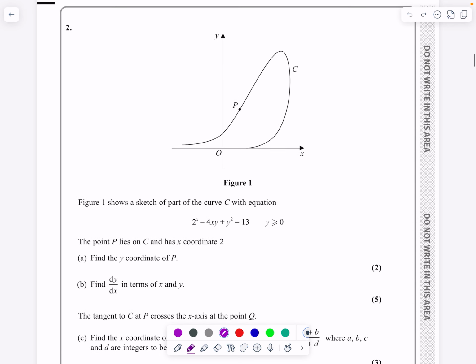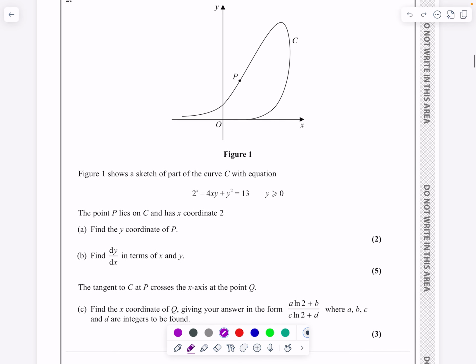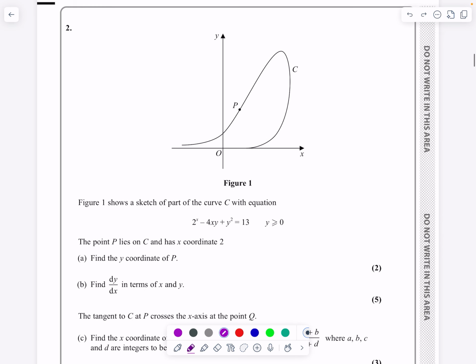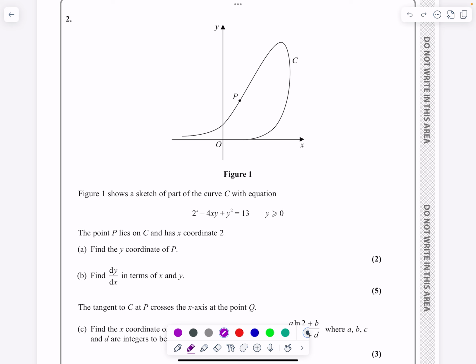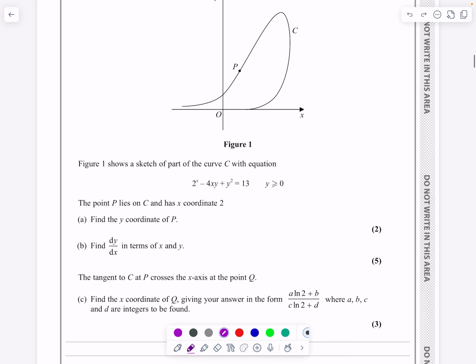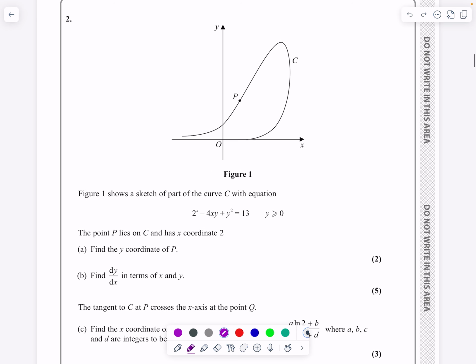Okay, this is the P4 paper from June 2023. It's question number 2, and this is a differentiation question. We're going to use implicit differentiation to differentiate the function, and then we're going to find the equation of a tangent for part C. Let's have a look at it then.